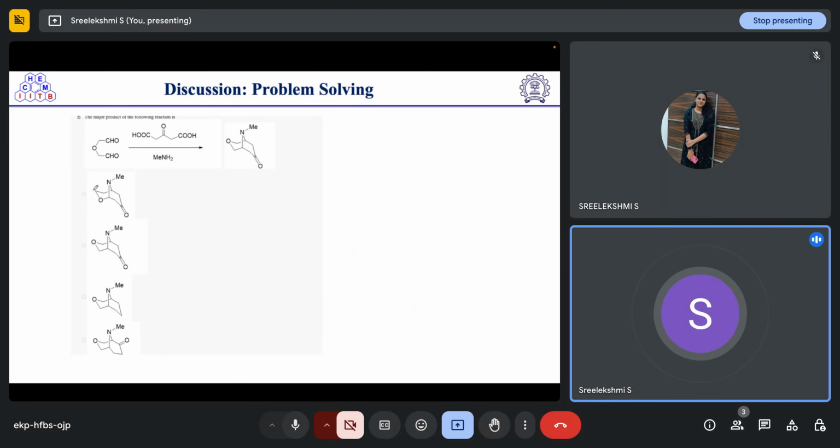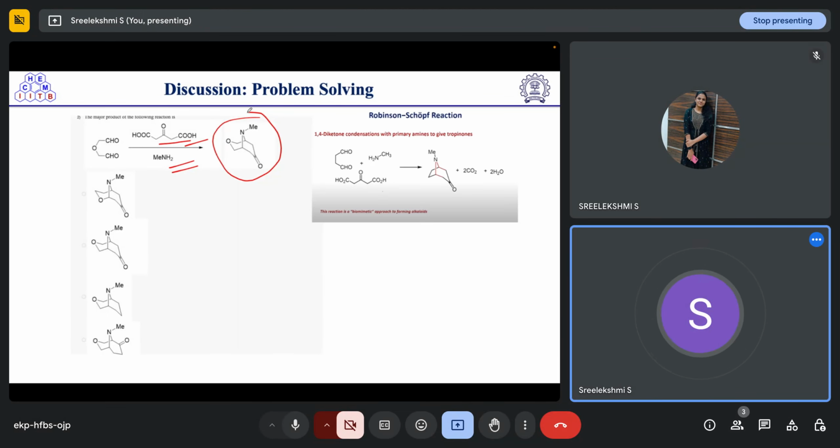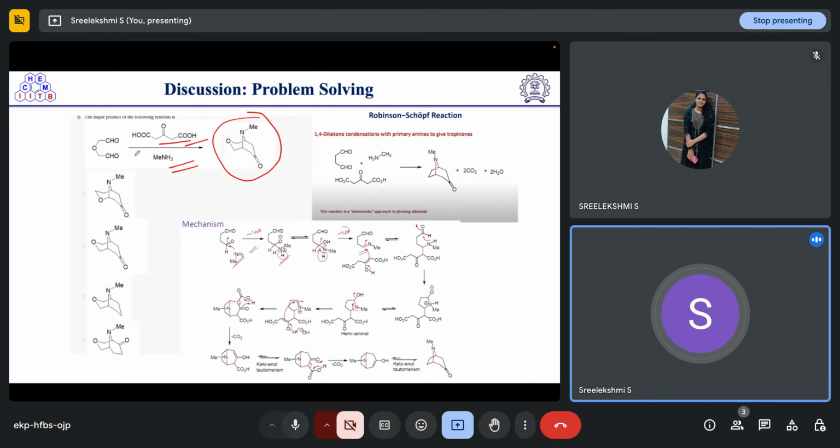Moving to the next question, the major product of the following reaction. This dialdehyde compound is treated with this acid in presence of this methylamine. The answer I have already given here. I think this is also clear. This is an example of the Robinson-Schöpf reaction. So basically the mechanism is like that.